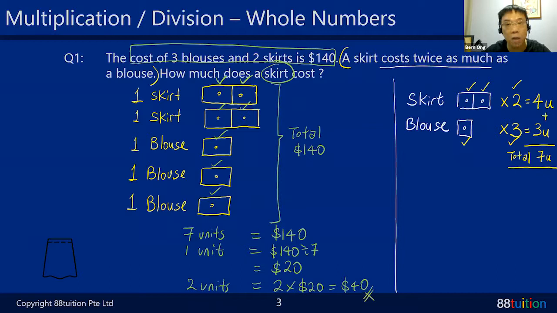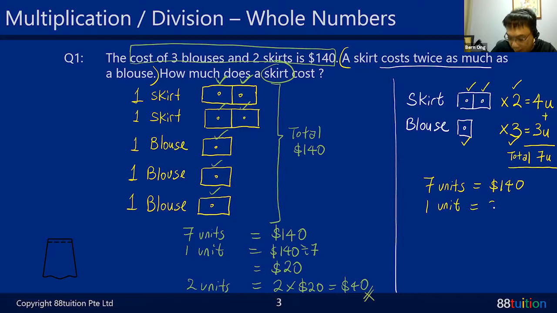So this is an easier and faster way, if the numbers get very big. Can you see that? So total 7 units, you can compare with the other one. The total is 140. Then it goes back to just now, that step already.